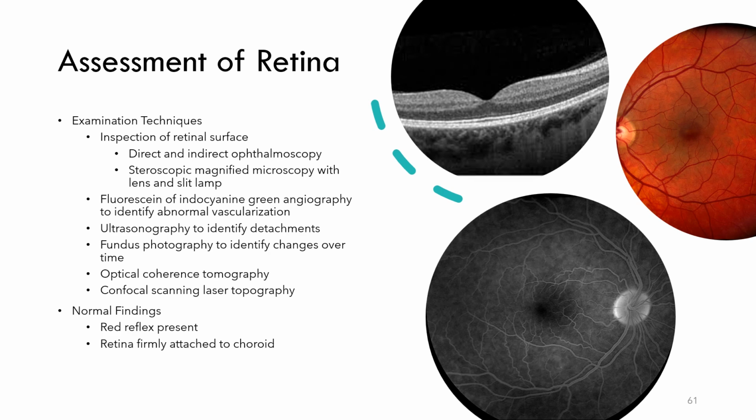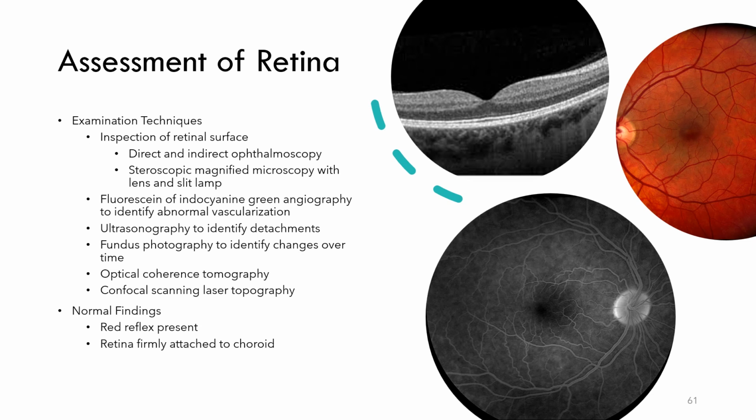When doing an assessment of the retina, we have a few examination techniques at our disposal. There's inspection of the retinal surface, which uses direct and indirect ophthalmoscopy, and stereoscopic magnified microscopy with a lens and a slit lamp. We can do dye tests like fluorescein or indocyanine green angiography to identify abnormal vascularization while we take pictures with a special filter on a camera. We can do ultrasonography to identify detachments. We can use fundus photography to identify changes over time, and optical coherence tomography to evaluate the different layers of the retina, as well as confocal scanning laser topography.